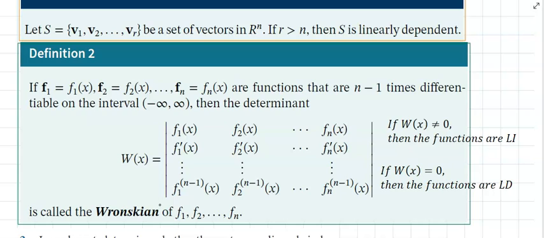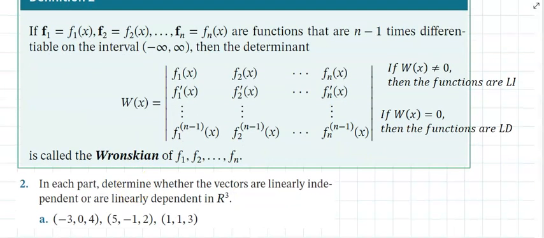Let's set v1, v2, all the way to vm be a set of vectors in Rn. Then if m is bigger than n, it's automatically linearly dependent. If you have more equations than unknowns, then one of the equations has to go out. Meaning if you have 2 by 2, x and y, you only need 2 equations. If you get 3 equations, that means the third equation must be a multiple of the other 2. So you can't have more vectors than the dimensions. 2 dimensions, you get 2 by 2. 3 dimensions, 3 by 3, 4 by 4, and so on and so forth.